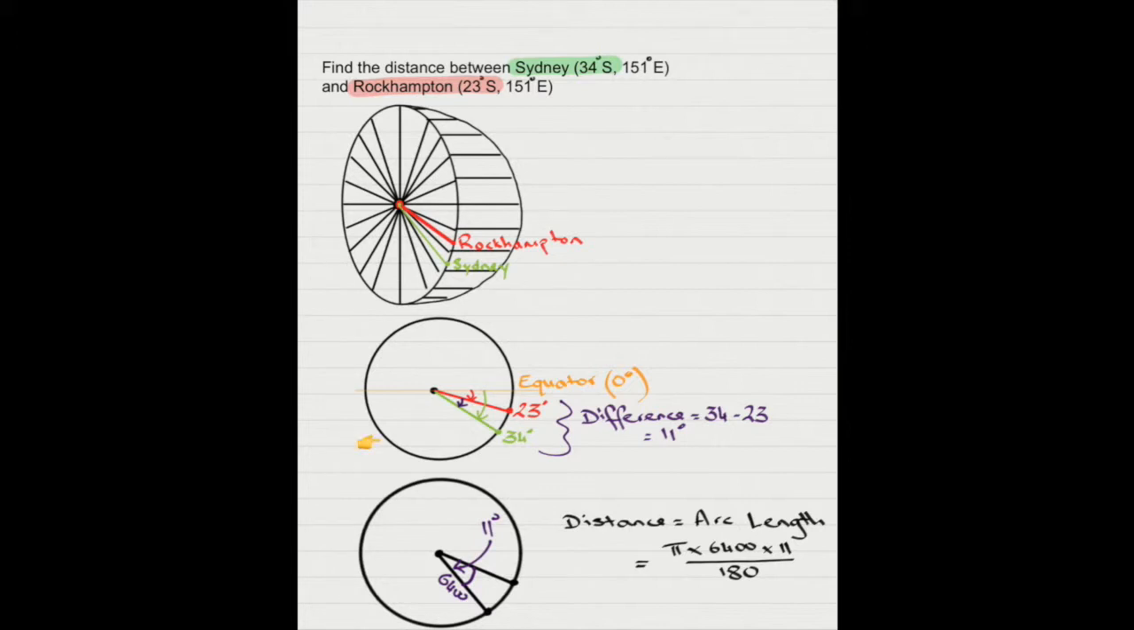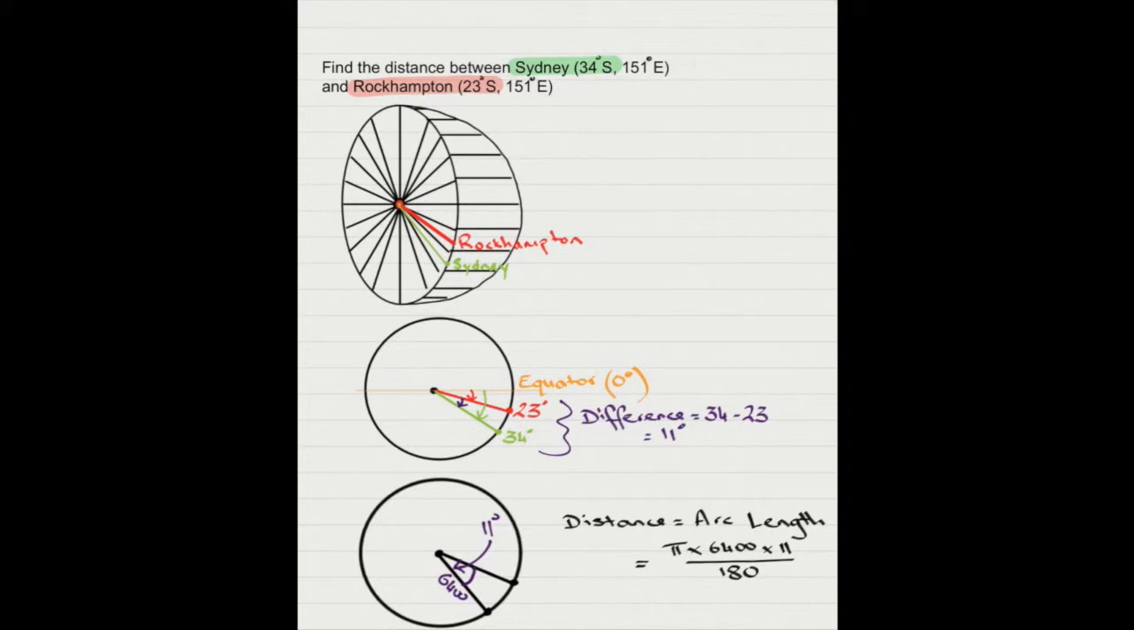We've drawn our 3D picture here. There it is. So we have Rockhampton and Sydney drawn on. Because Sydney is 34 degrees south, it is further south than Rockhampton, which is only 23 degrees south. Remembering that we have the equator in the middle here, that would represent 0 degrees. From that equator, from the orange line down to Sydney, we have 34 degrees, and from the equator down to Rockhampton, or the red line, we have 23 degrees.